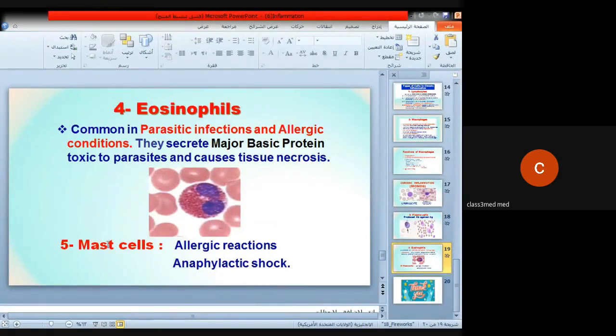And the last cell, mast cells, are common in allergic reactions and also in anaphylactic shock. The function of mast cells is to release histamine, and histamine is responsible for the vascular changes that occur in allergic reaction and anaphylactic shock. Later you will notice the types of shock in circulatory distress. Okay, understood?